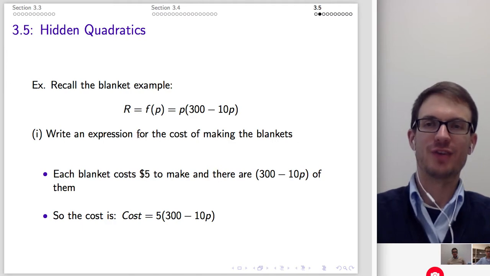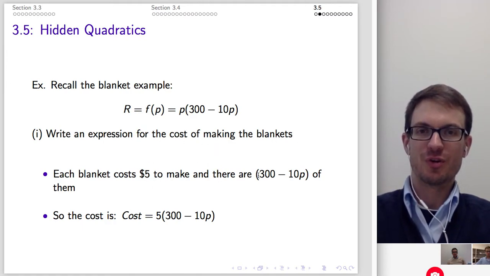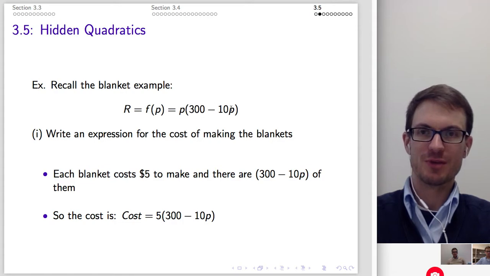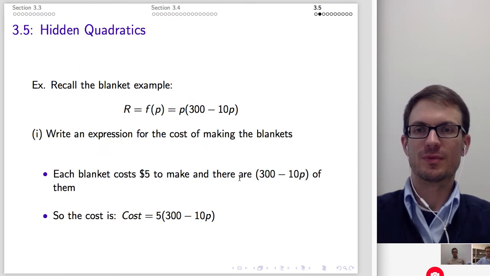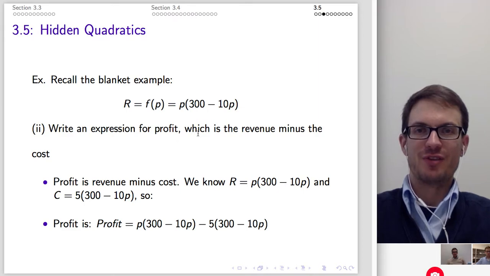Or recall the blanket example. Write the expression for the cost of blankets. Well, it costs $5 to make. What's the quantity? Remember I said this is the demand curve. Q is equal to 300 minus 10p. Right? Revenue is price times this amount. This right here is going to give us our number of blankets. So cost is just 5 times this stuff. Right? All right. Write an expression for profits, revenue minus cost.